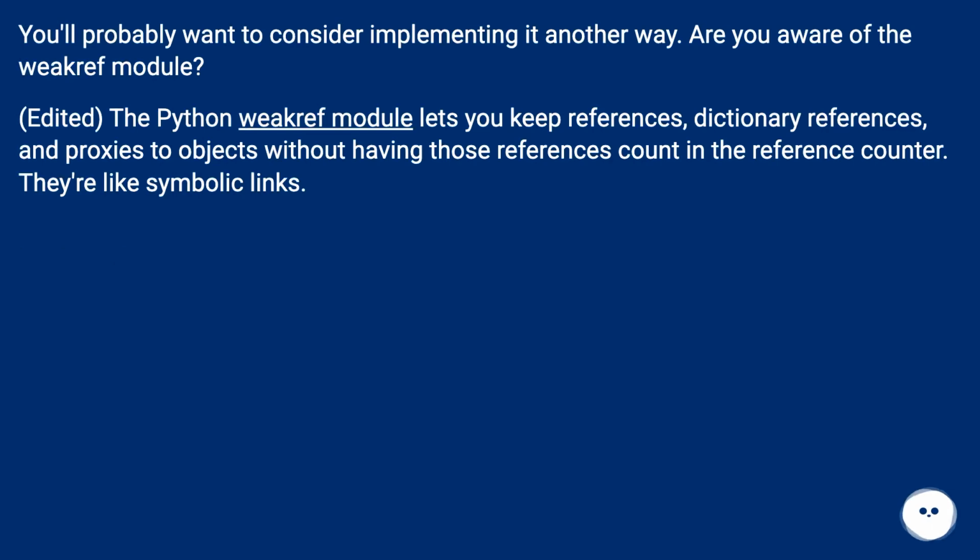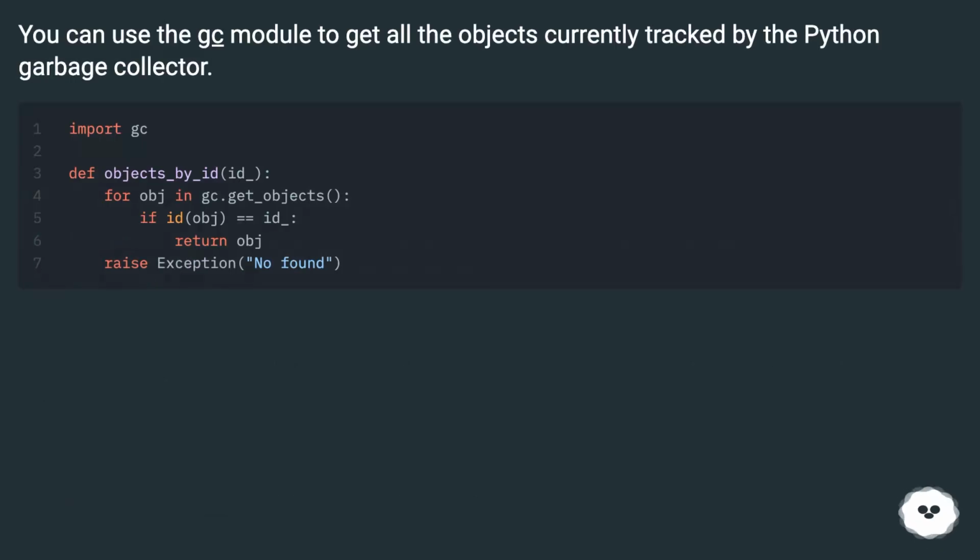Are you aware of the weakref module? The Python weakref module lets you keep references, dictionary references, and proxies to objects without having those references count in the reference counter. They're like symbolic links. You can use the gc module to get all the objects currently tracked by the Python garbage collector.